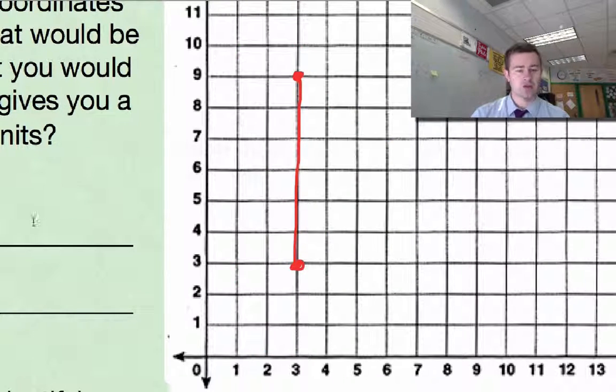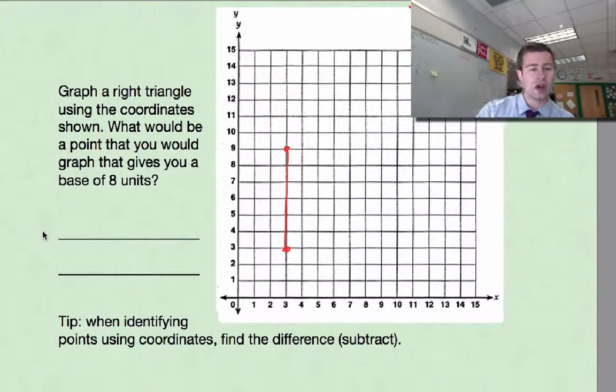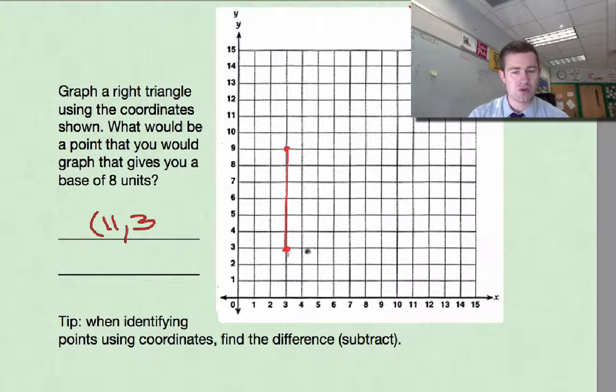Okay, so to answer our question here, I think it was graph a right triangle. What would the point be that you graph to give you a base of 8 units? It would be 11,3. We added 8 units to 3,3, and that got us 11,3, which was right there. And we had a base of 8 units. 1, 2, 3, 4, 5, 6, 7, 8.